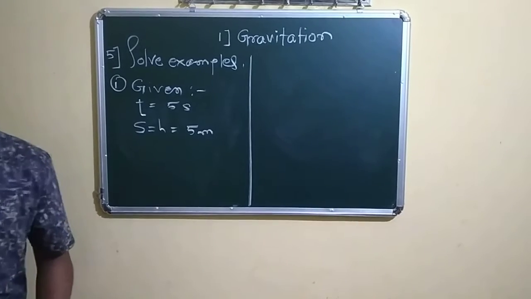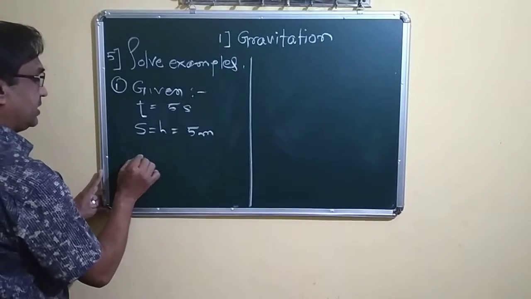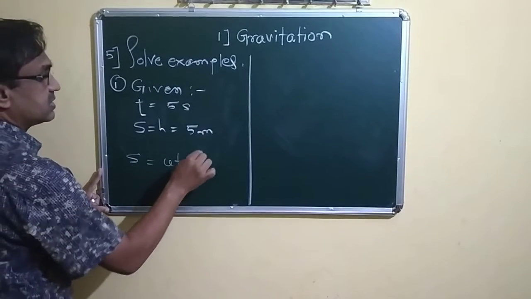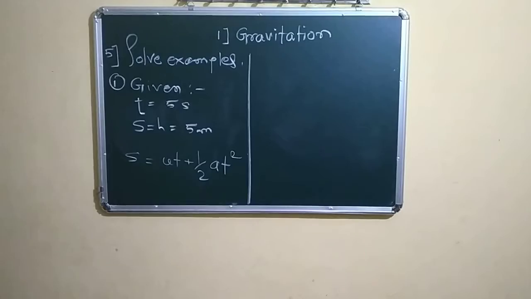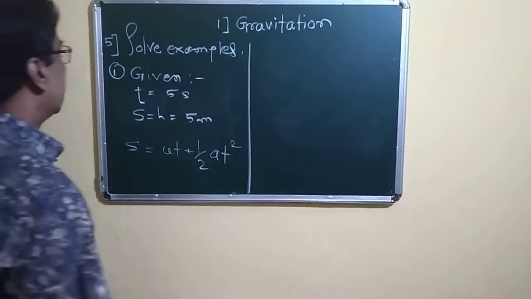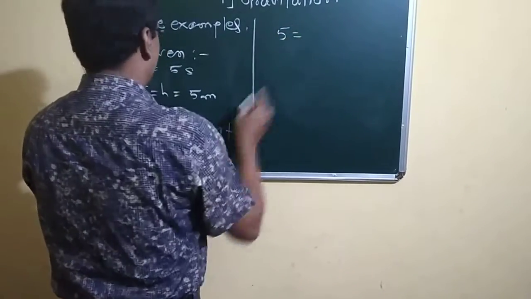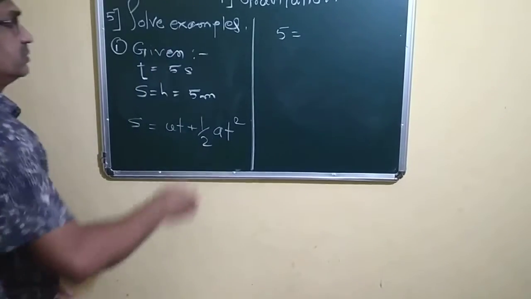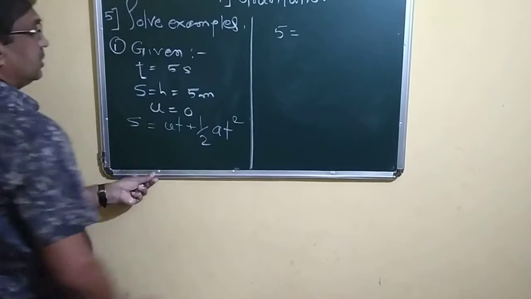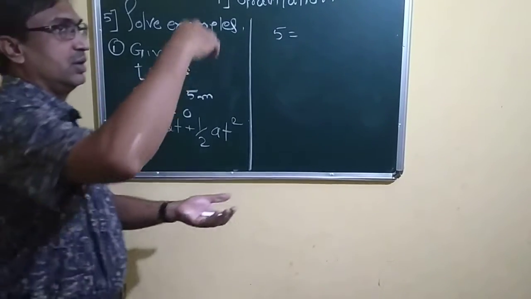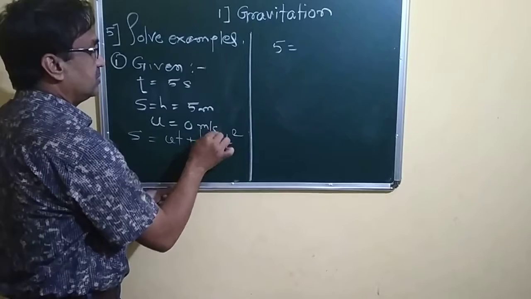In this situation, which formula do we have to use? We have to use the formula S is equal to ut plus half at square. Putting these values in the equation, S is equal to 5. Here u is equal to 0, because the initial velocity when the ball is released from a certain height is 0 meters per second.